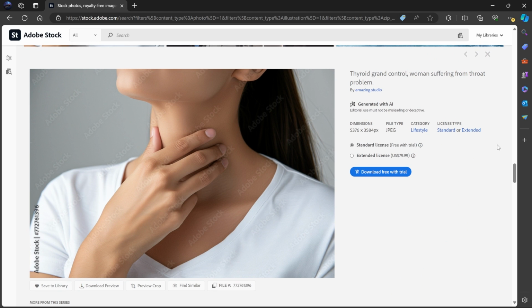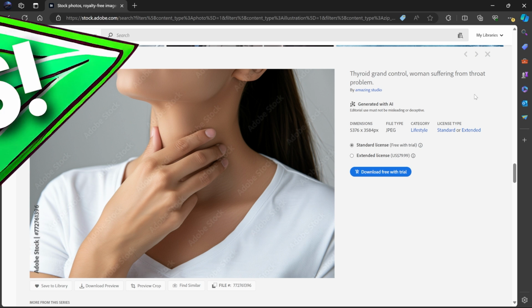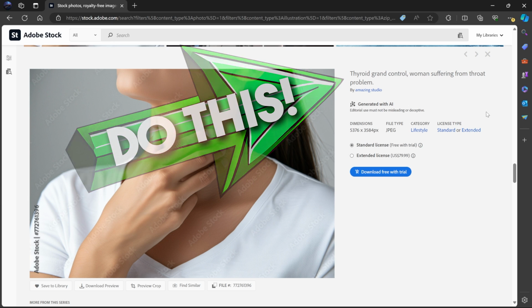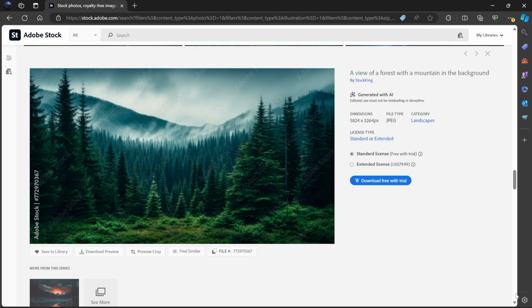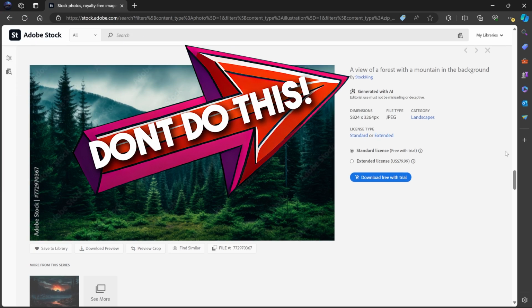Thyroid gland control, woman suffering from throat problem. This to me looks like a very accurate description. It's using words that are specific to a potential condition. The woman's holding her throat. It's a problem. Do this. A view of a forest with a mountain in the background. So this one is not bad. I think what they're missing is some obvious words like blue and green, nature. I think they didn't optimize as well as they could have.